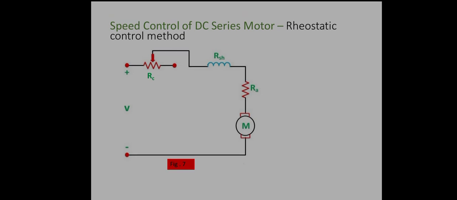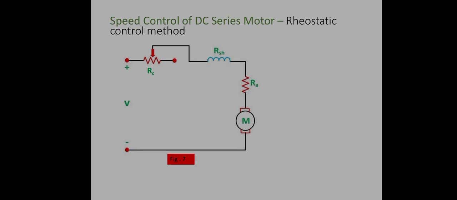Today in this session we are going to discuss the speed control of DC series motor. Already we have discussed the speed control of DC shunt motor. So here in DC series motor speed control, the first method is the rheostatic control method.